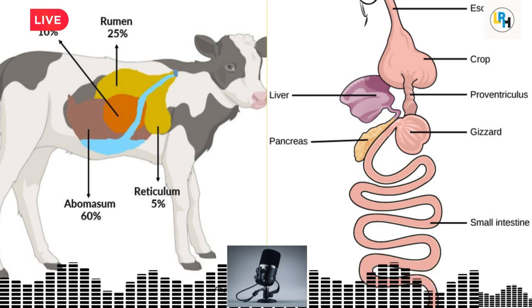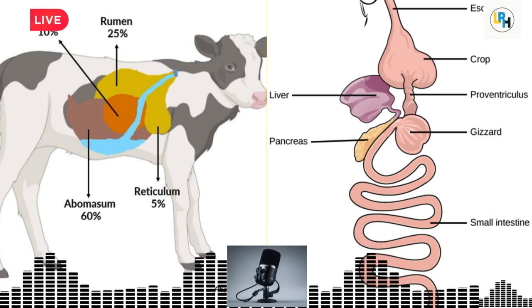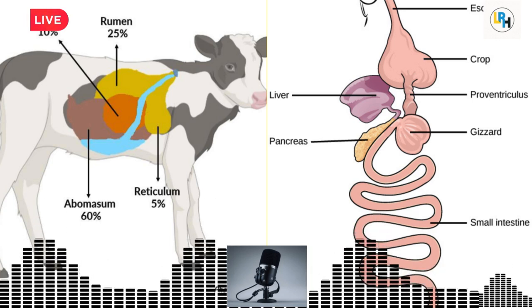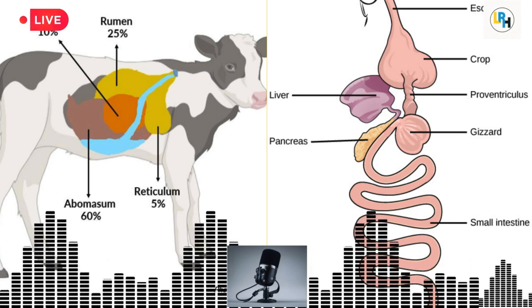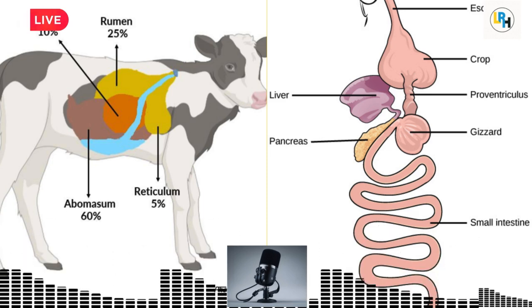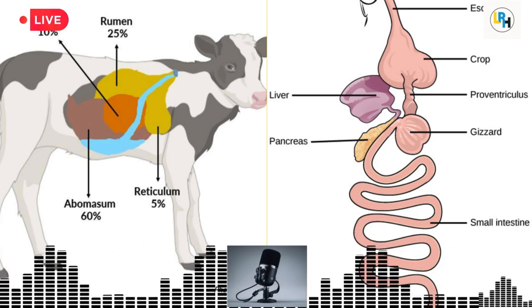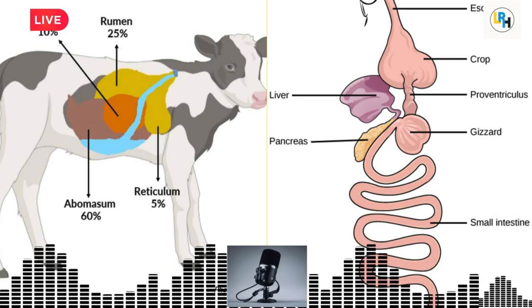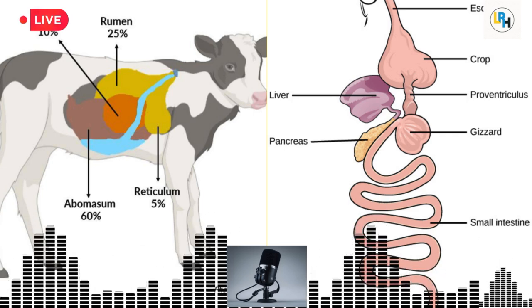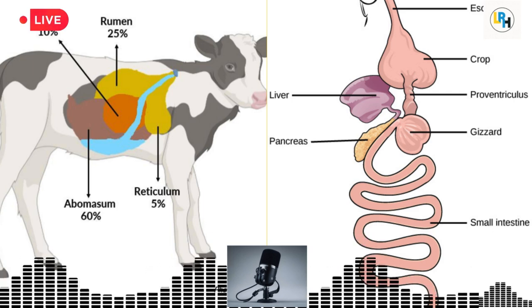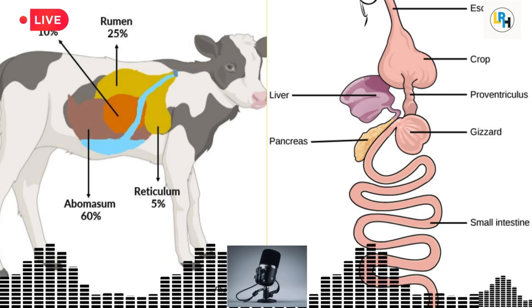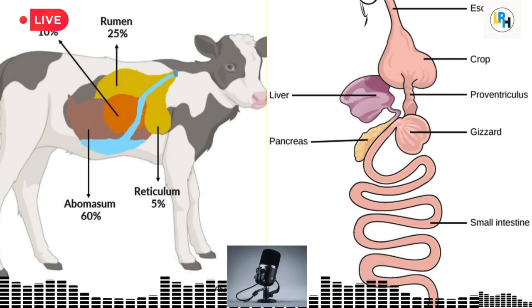Let's look at the functions of these 4 chambers. Rumen. This is the largest chamber. It acts as a fermentation vat. It contains microbes such as bacteria and protozoa that break down tough cellulose from plants. So in short, the rumen acts as a chamber for fermentation, as it contains microbes that break down tough cellulose from plants. 2. Reticulum.